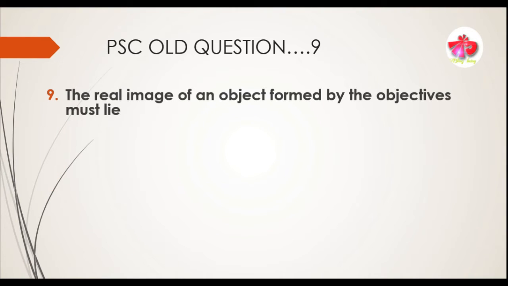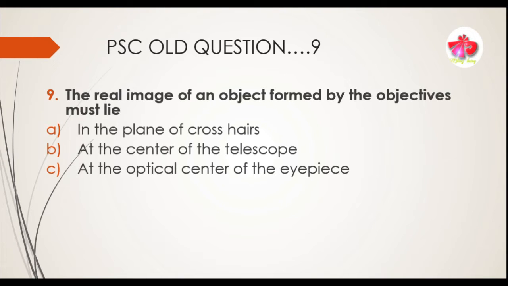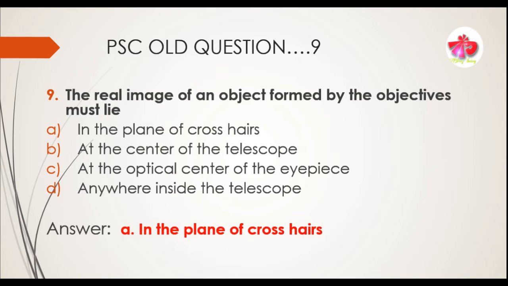Question number 9. The real image of an object formed by the objective must lie, option A, in the plane of the crosshair. Option B, at the center of the telescope. Option C, at the optical center of the eyepiece. And option D, anywhere inside the telescope. So friends, the real image of the object formed by the objective must lie what? In the plane of the crosshair. So option A, in the plane of the crosshair, will be the correct answer.